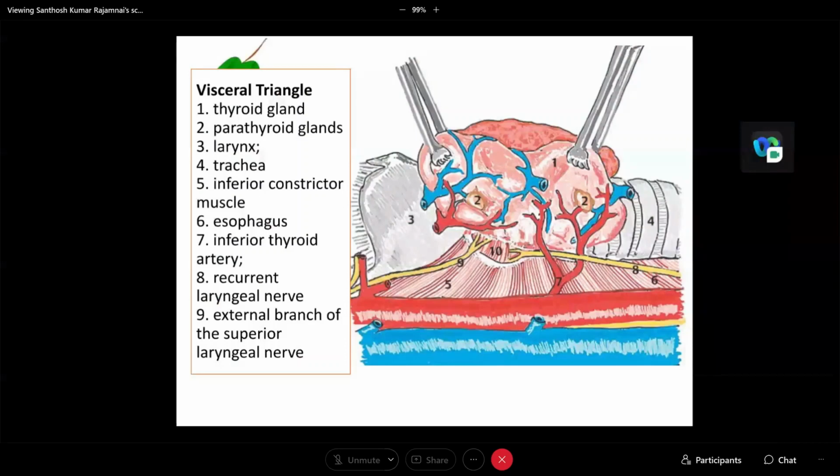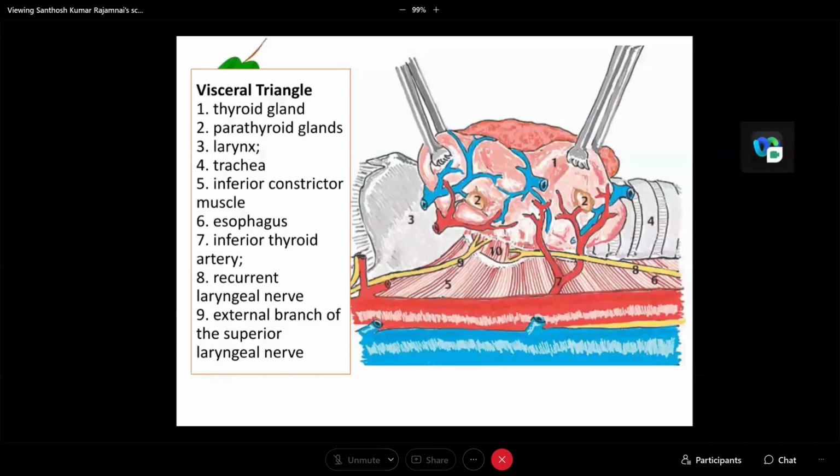Now, what is the visceral triangle? Again, the differential diagnosis of a swelling in the visceral triangle. By far, I told you the swelling in the visceral triangle is a thyroid swelling unless proven otherwise. So if you see a swelling in the anterior triangle, it is a thyroid swelling. This is the differential diagnosis, a thyroid swelling. You can say just by looking at the patient from a distance that this patient probably has a thyroid swelling, because it's a swelling in the visceral triangle.